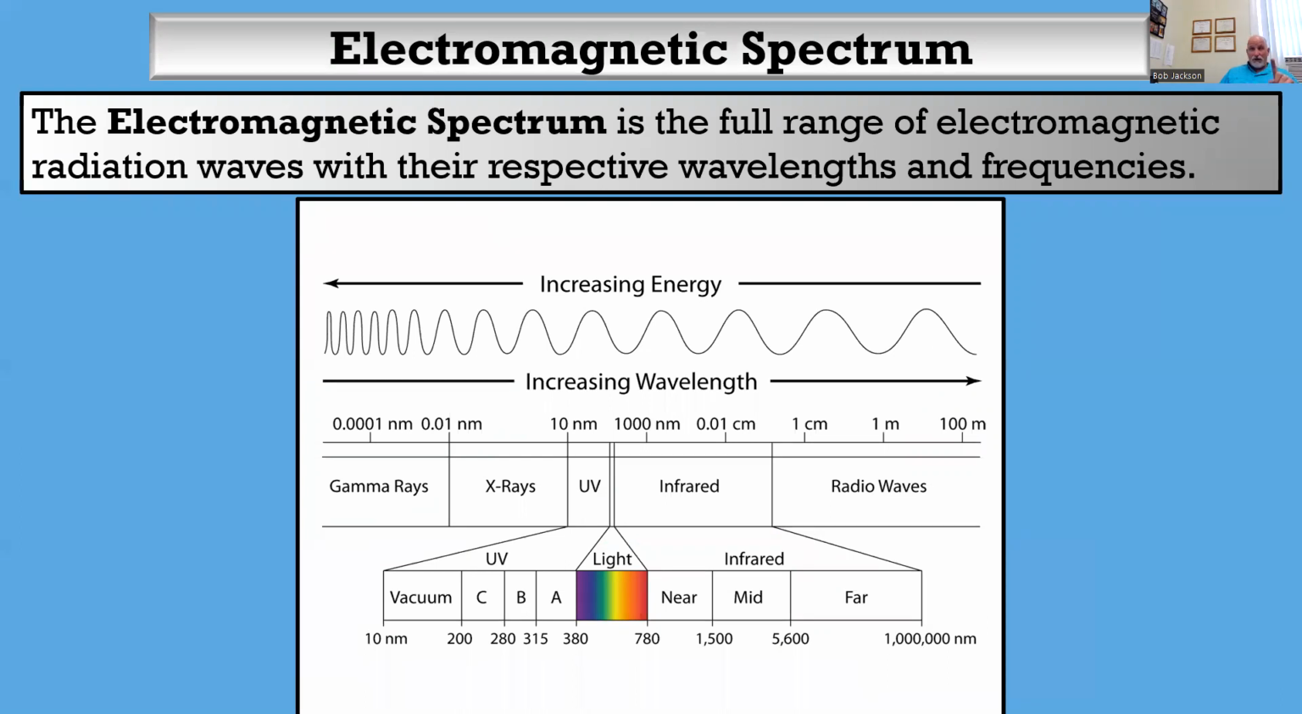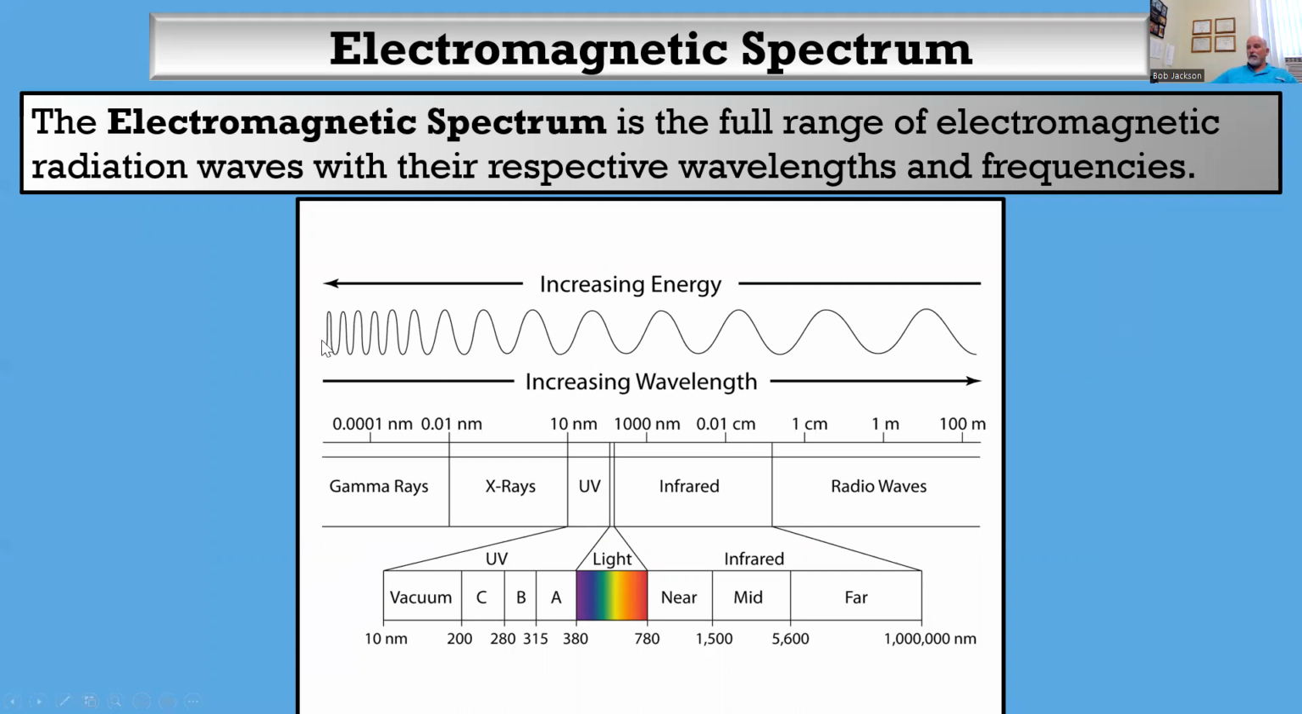Now, there are two characteristics of all electromagnetic radiation waves that make them electromagnetic radiation waves. They all have a frequency and they all have a wavelength. The frequency and the wavelength determine everything about them: what they can do and what they can't do, what they can be used for, what they can't be used for, and also whether they're harmful or not.